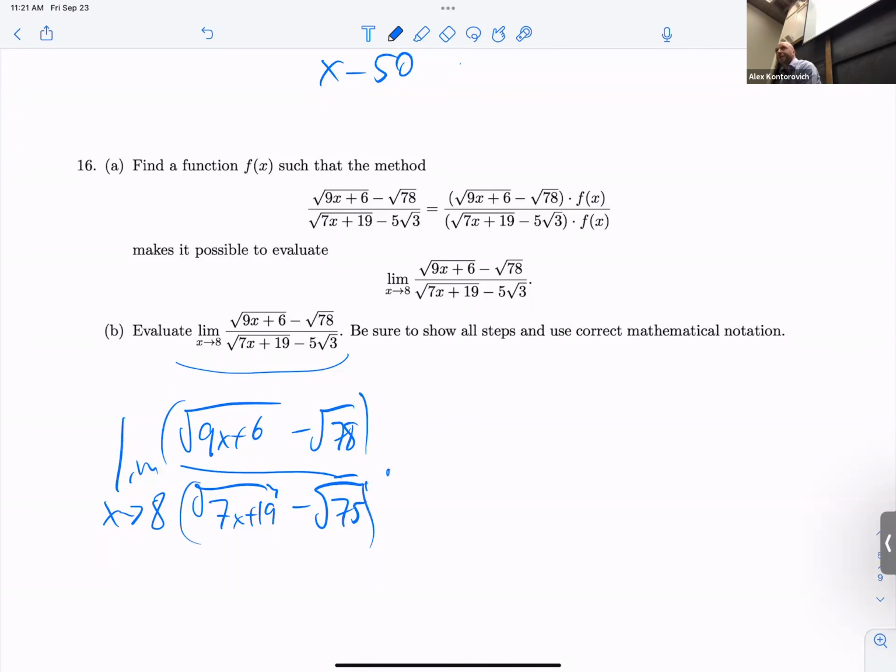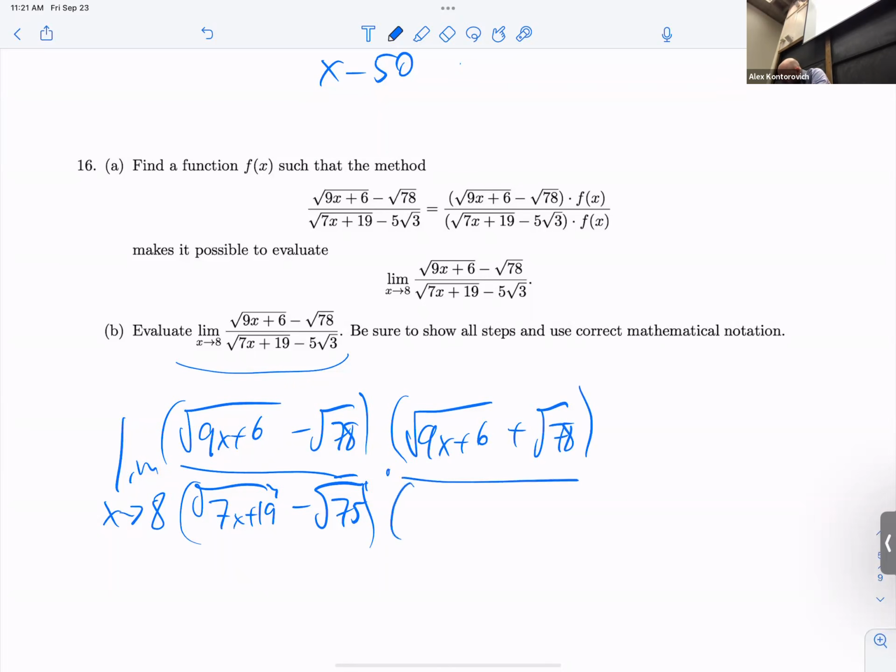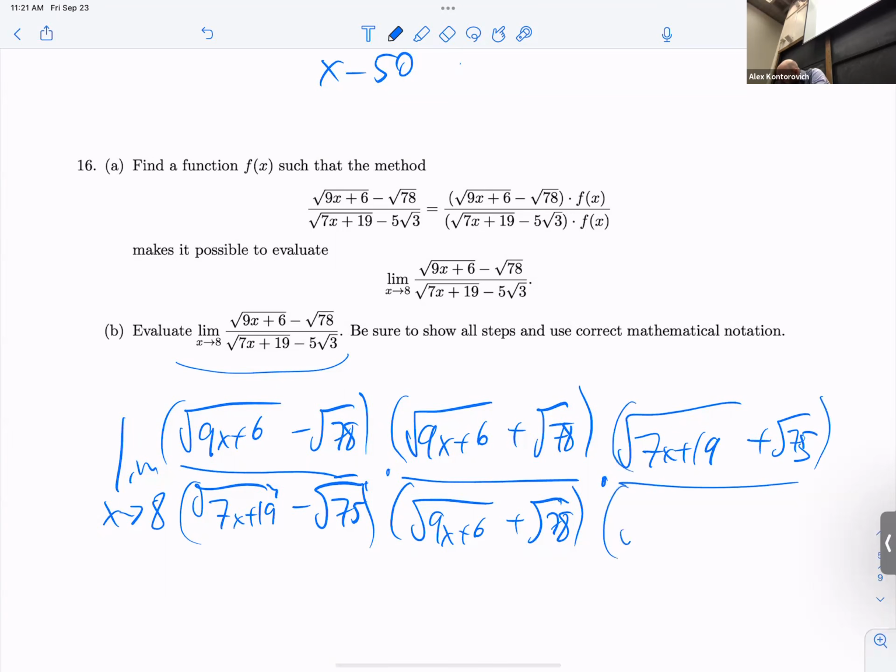How are we going to figure out this limit? We've got to clear these square roots, the annoying square roots. So what are we going to do to fix the numerator? The conjugate, yep. Root 9x plus 6 plus root 78 over the same thing. I can't change the function. Root 9x plus 6 plus root 78. That's only going to clear the numerator. What do I clear the denominator with? Yeah, exactly. The bottom conjugate, root 7x plus 19 plus root 75 divided by the same thing, root 7x plus 19 plus root 75.